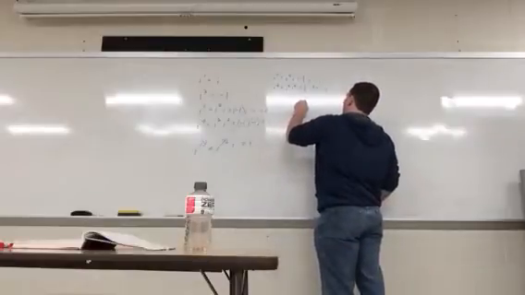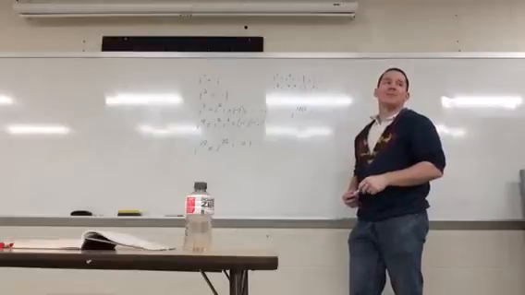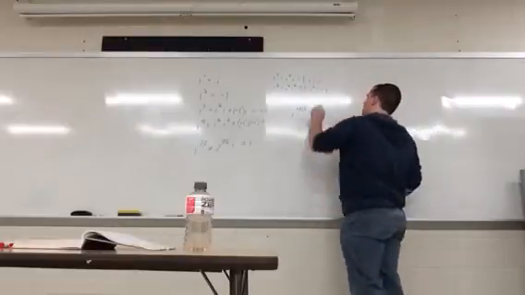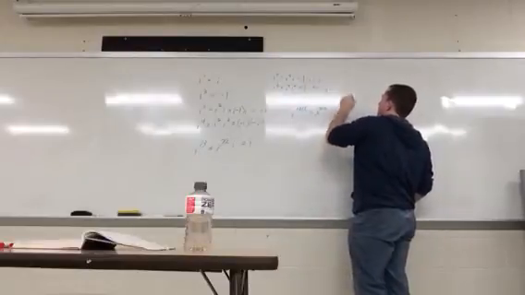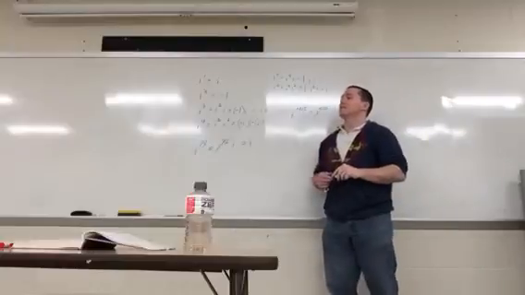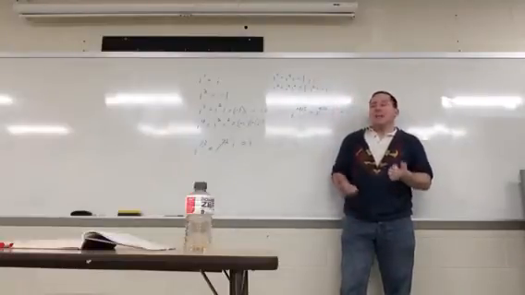What is i to the 413? What's the highest multiple of 4 less than or equal to 413? 412. So this is i to the 412 times i. That goes away. You get i. You're done. Pretty straightforward, pretty simple.